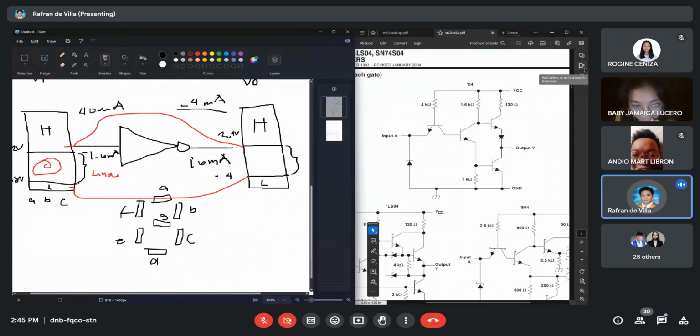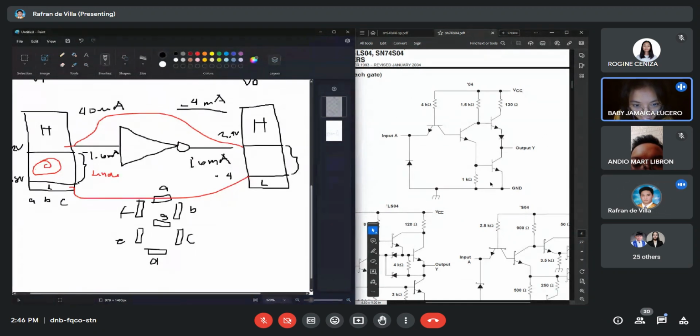With regards to the negative and positive, guys, that is just because of the direction of the current flow. But in terms of magnitude, the current low is larger than the current high. Here, in terms of the structure or design of the inverter, apply what you have learned in electronics.